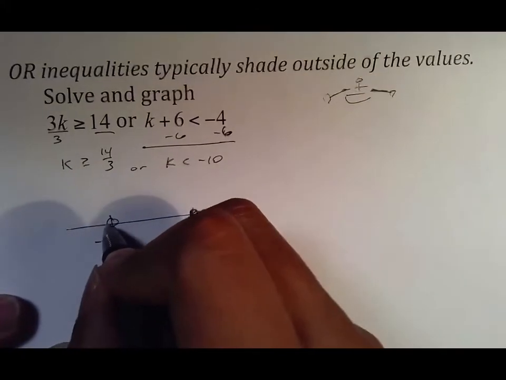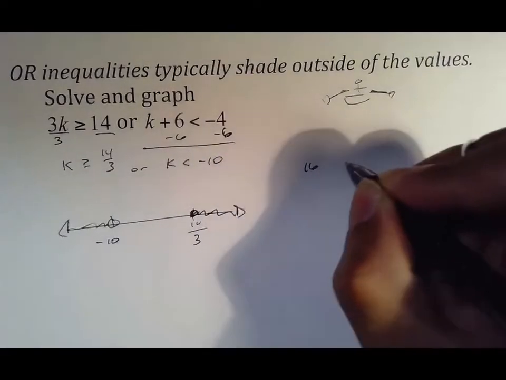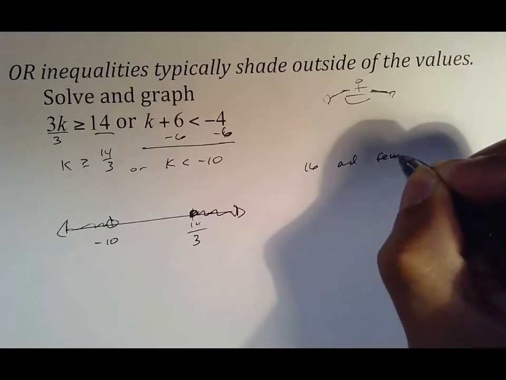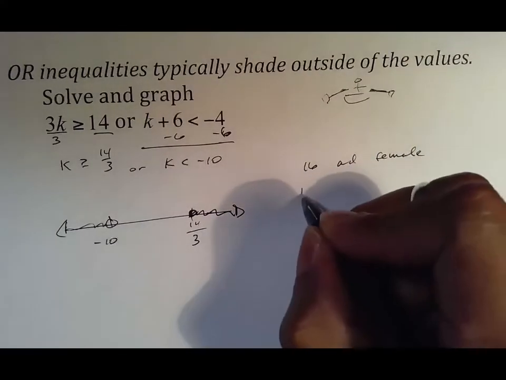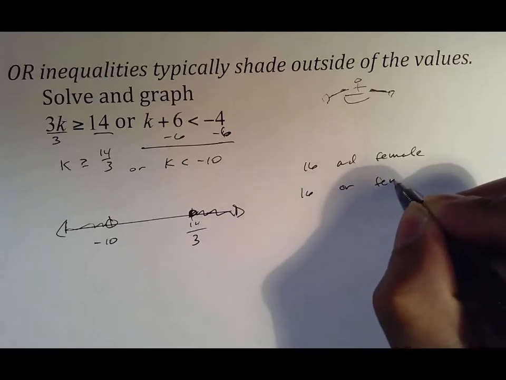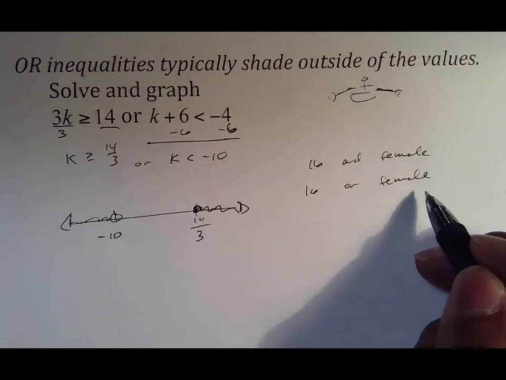Negative 10 is open, pointing to the left. Or means both of them can be, you accept both of them. If you have to be 16 and female, then you have to be both to get into the party. If you have to be 16 or female, then 16-year-olds can make it, or females can make it.